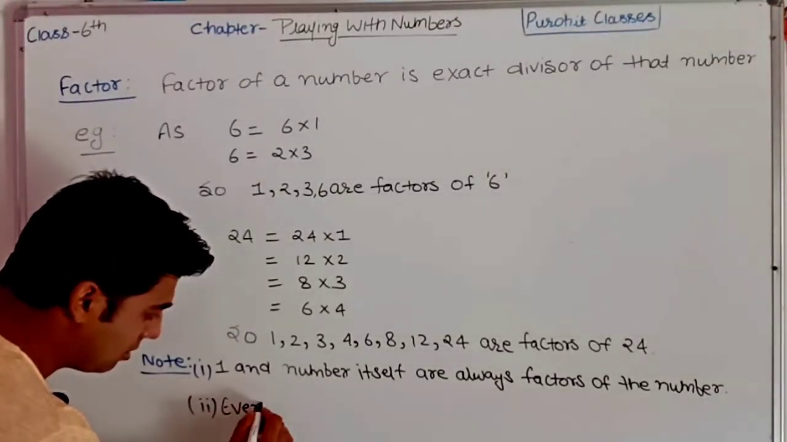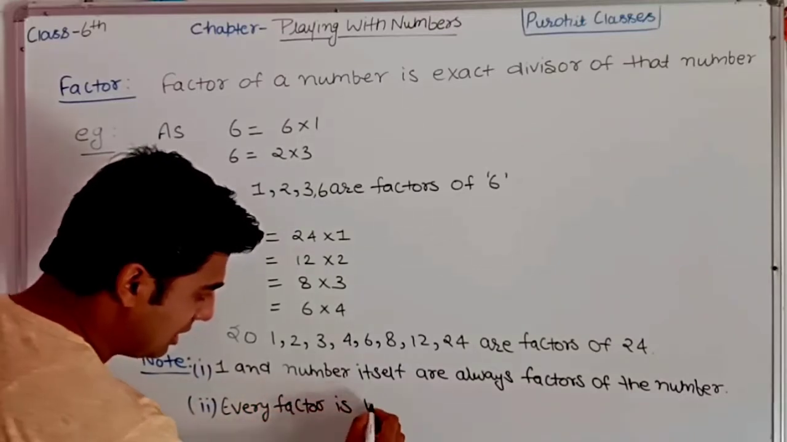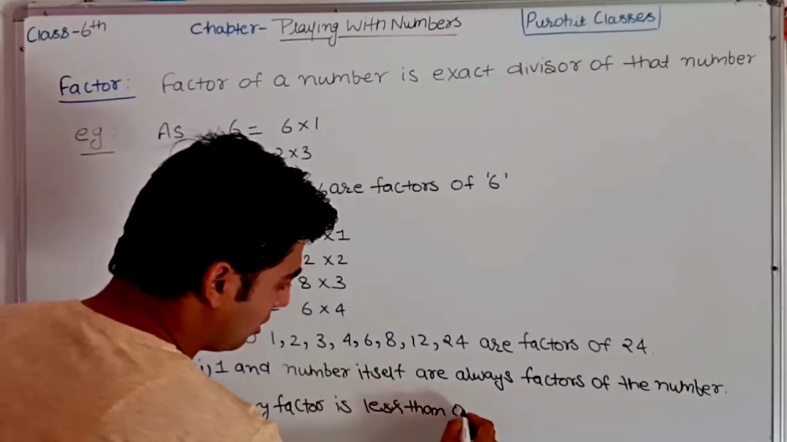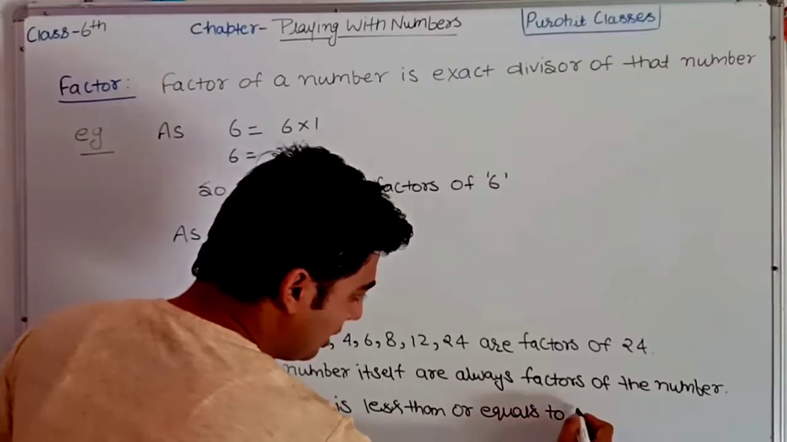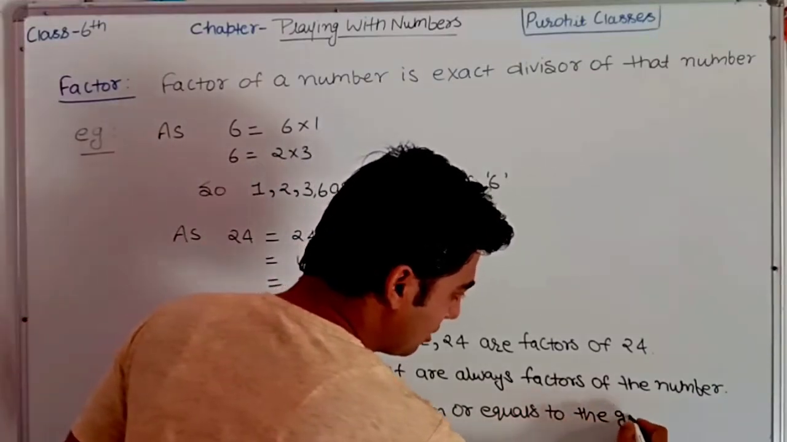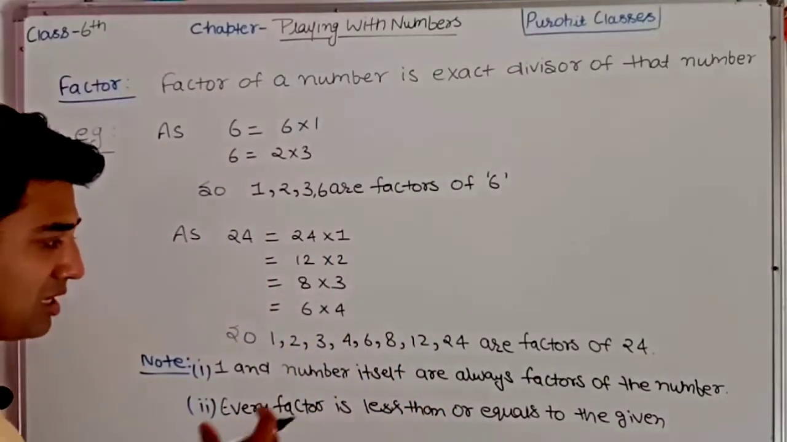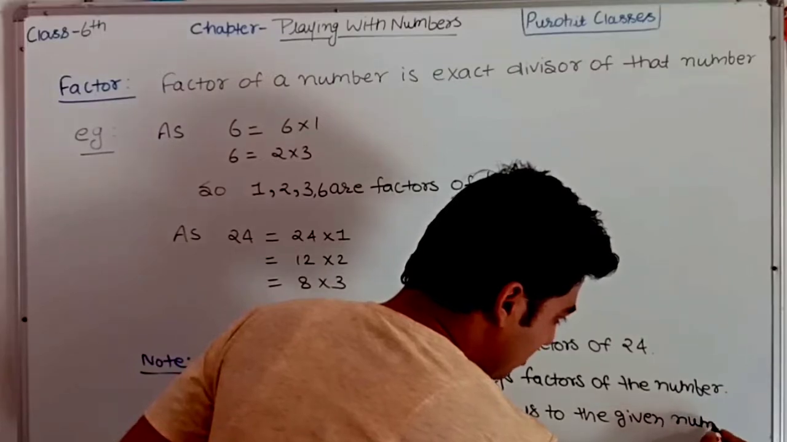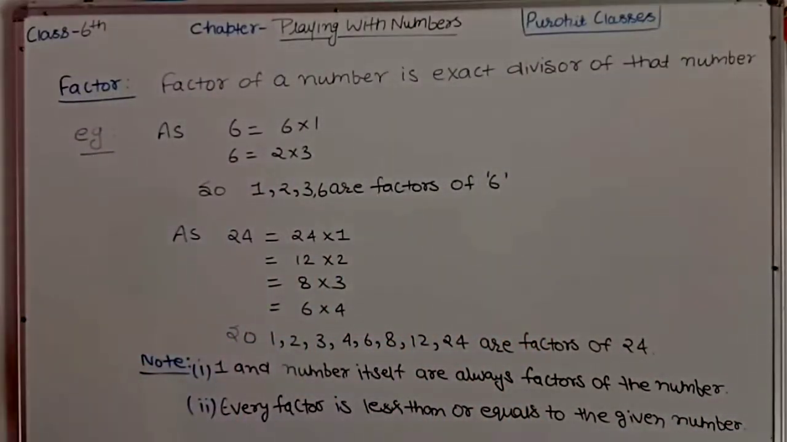Every factor is less than or equal to the given number. It can never be more than the given number if we are talking about factors. This we have to understand. This is very, very important. It can be asked in the form of true, false, or take the correct option. Understood?